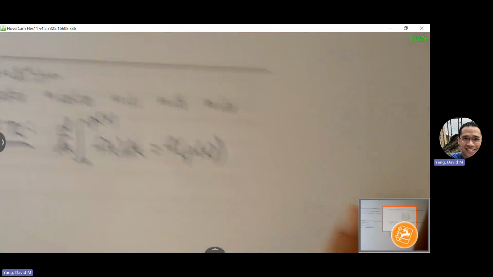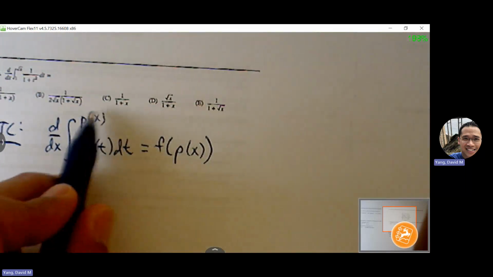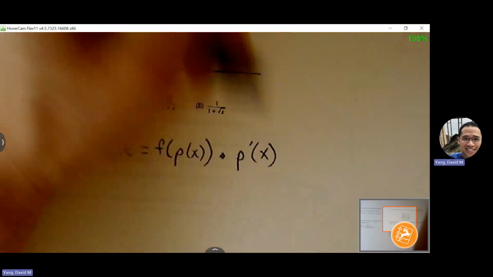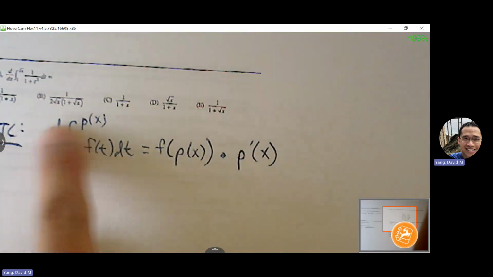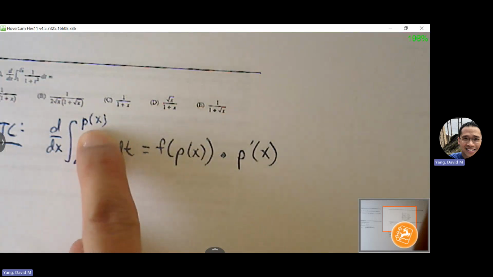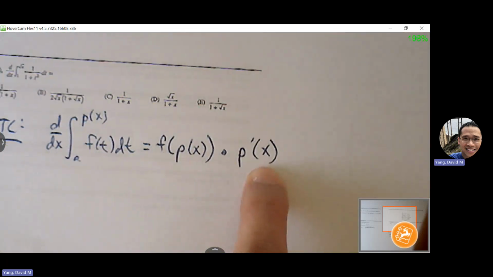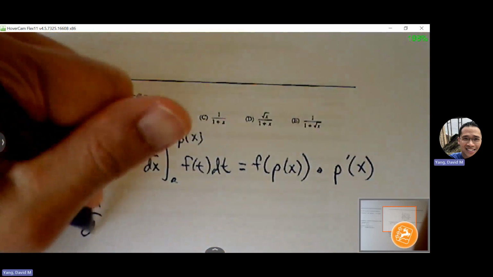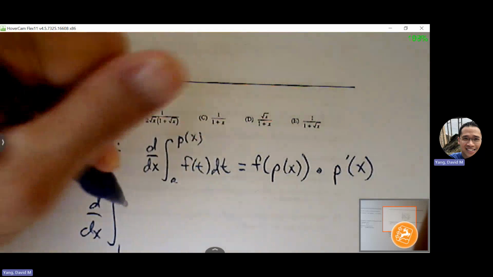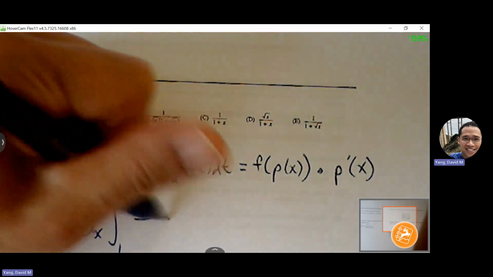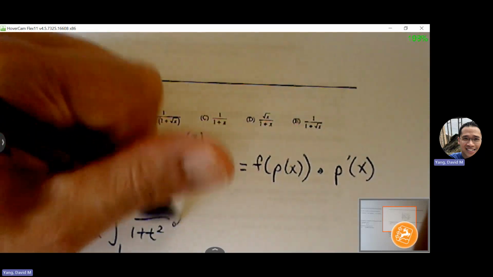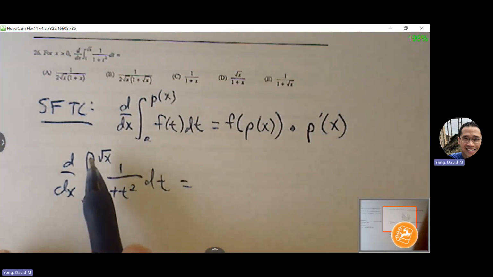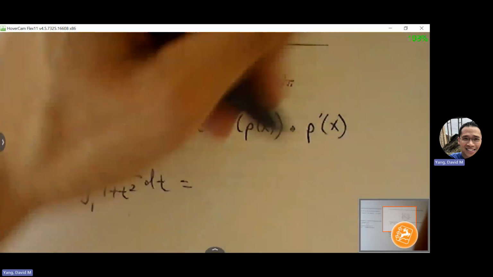I think most students are pretty good at understanding that these two cancel out and the upper bound gets plugged in, but this is what we forget: p prime is also living here, because the derivative, even though it wipes out the integral, still has an impact on that upper bound, and that's going to look like this times p prime. So if I want the derivative of the definite integral from 1 to root x of 1 over 1 plus t squared, the rule says take the upper bound and insert it into the variable of the expression. So root x will insert itself into the t.